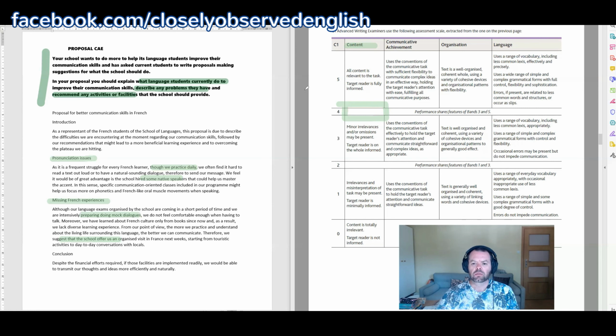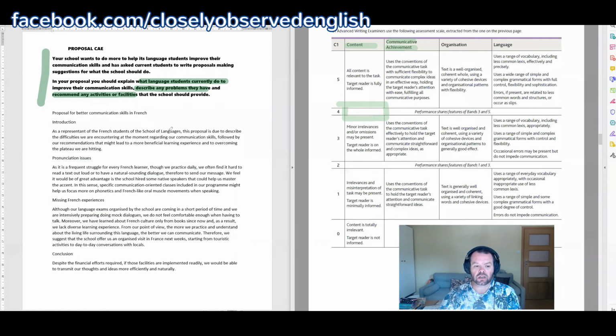Okay, so moving on to communicative achievement over here then. For a 3, we'll start there, shall we? Uses the conventions of the communicative task effectively to hold the target reader's attention and communicate straightforward and complex ideas as appropriate. Now, the quality of the ideas, as I've already mentioned, is high. These are good ideas and they are expressed well. So that's definitely in the student's favor.